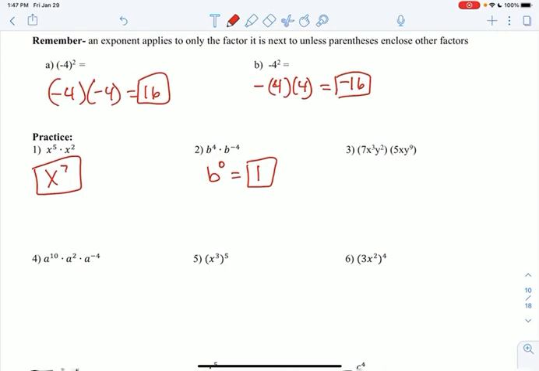3, I'm multiplying. I multiply the numbers in front. 7 times 5 is 35. And now add the exponents with the common bases. So x to the 3rd and x to the 1 is x to the 4th. And y to the 2nd and y to the 9th is y to the 11th.